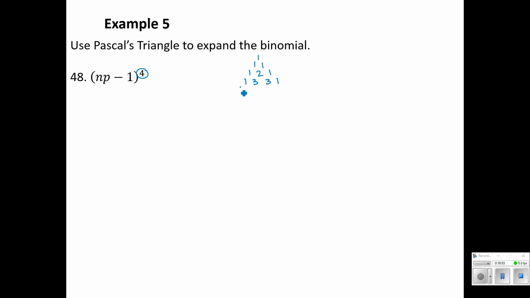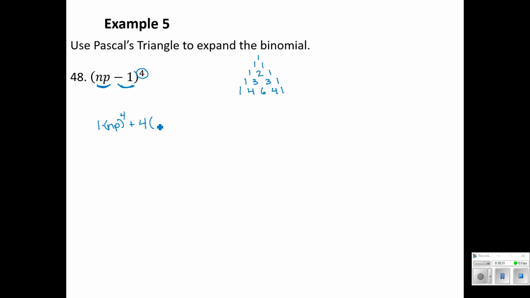3, we want this one with 4. 1, 4, 6, 4, 1. The first thing in my binomial is np, and the second thing is negative 1. So I've got 1 times the first thing to the 4th power. Then I've got plus, my next coefficient is 4.